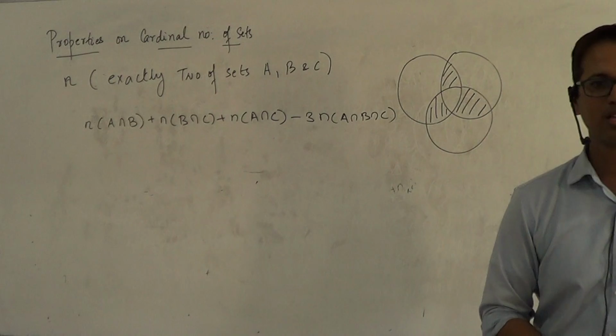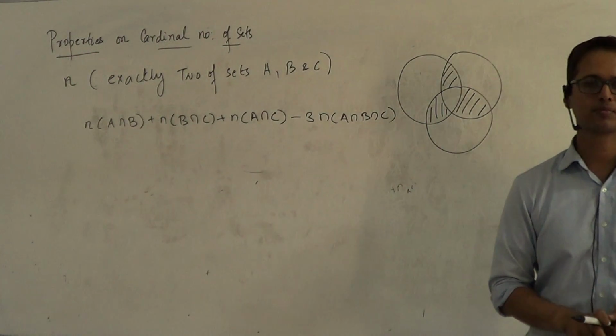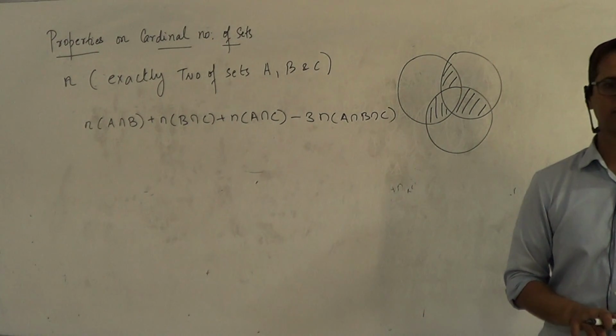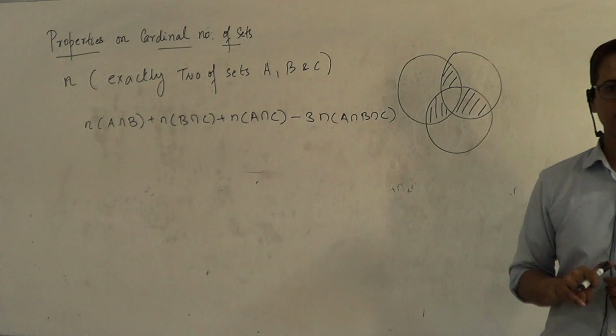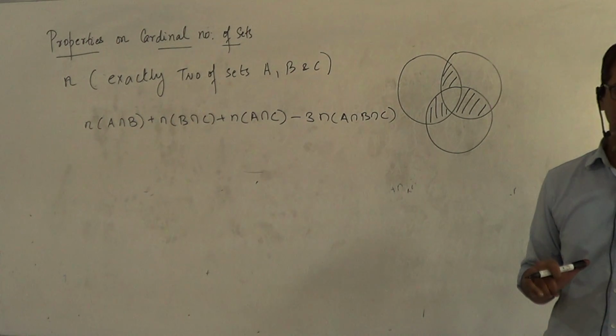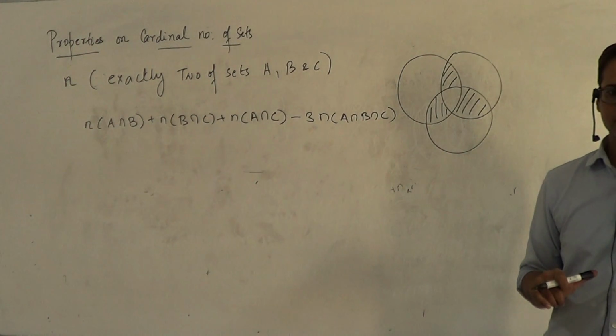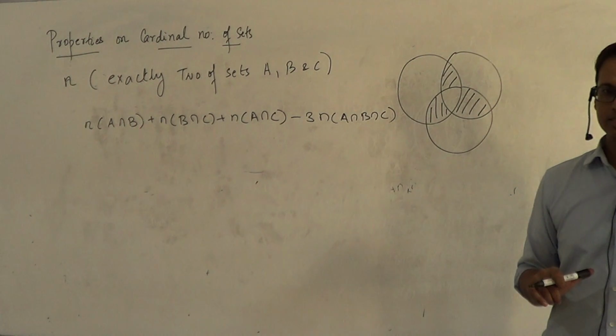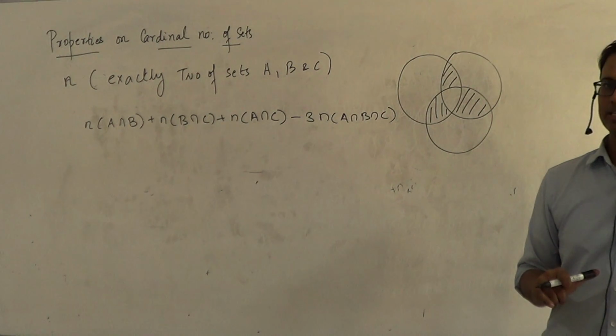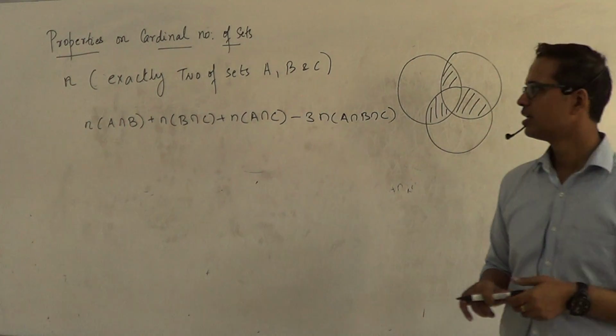Is the pattern here odd numbers? 1, then minus 3, plus 5, something like that. Does the pattern work? Now if I tell you for A, B, C and D, will it be n of this minus 3 n of that plus 5 times that? There will be a pattern, definitely there will be.